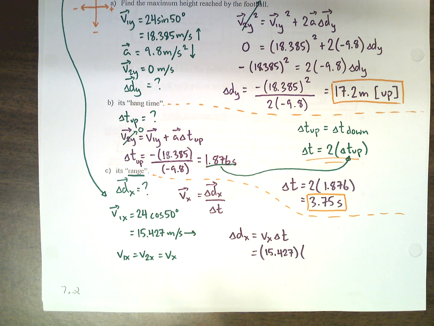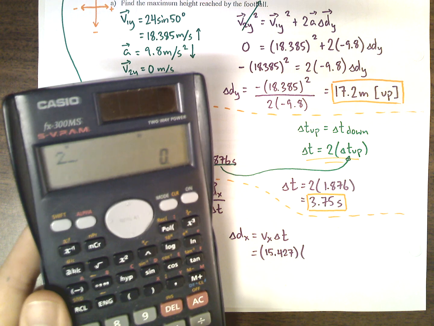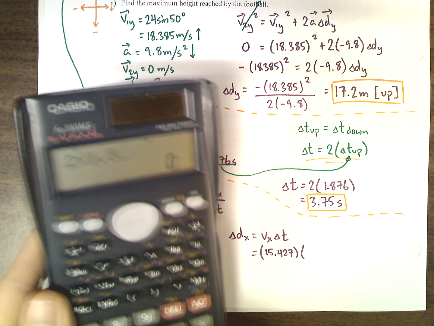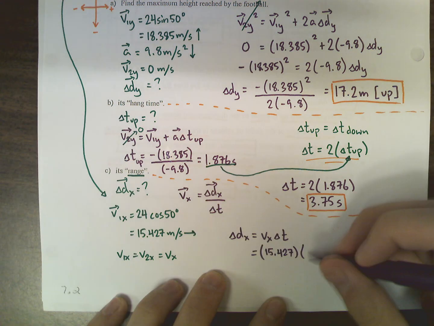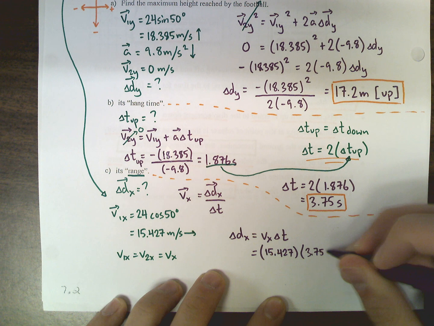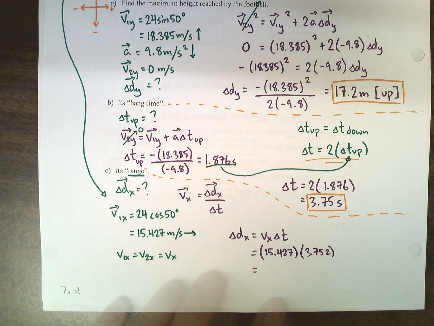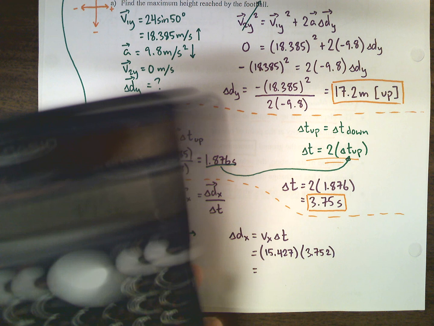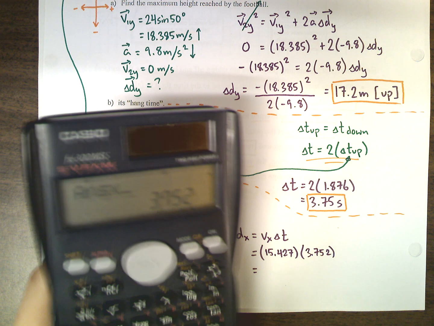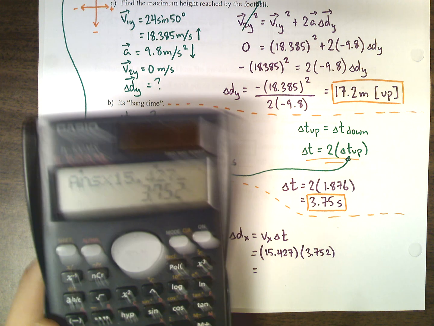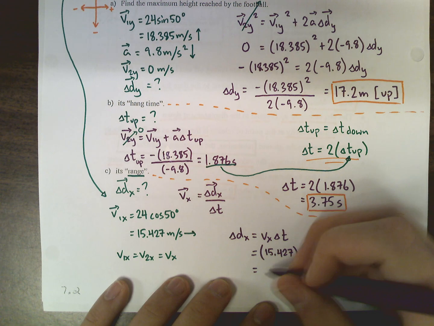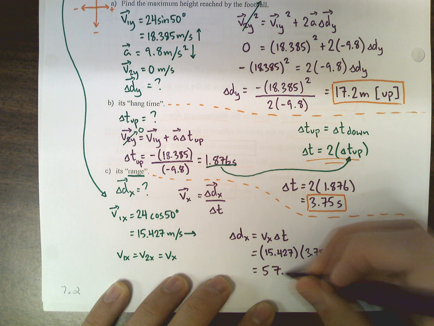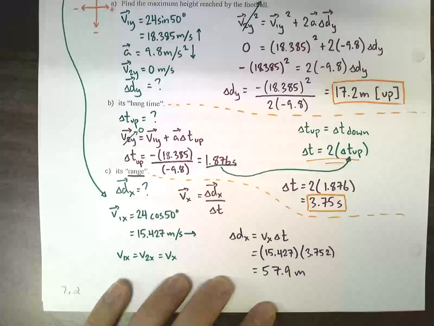And actually, if we want to be more accurate, don't take our rounded value from the question above. So 2 times 1.876, 3.752 technically, just to make our answer even more accurate if we need to. So 3.752 times 15.427 should give us 57.88. So it didn't actually end up making a difference. We will still round our answer to 57.9 meters.